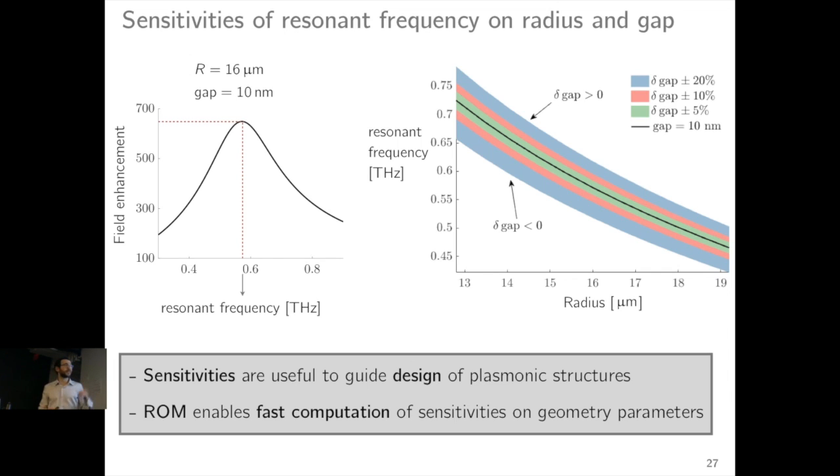The main takeaway message from this slide is the fact that thanks to reduced order modeling, we're able to compute these sensitivities, which, as you can imagine, can be quite useful from the design perspective, since you're able to track the performance of your plasmonic structure when it's subject to variations on the geometry. And the second conclusion is the fact that this would not have been possible without reduced order modeling, because thanks to these fast computations, we can perform for each value of gap and radius these frequency sweeps to detect the resonant frequency. And as you can imagine, if we were to solve the full 3D HDG system, this would have been much more expensive.